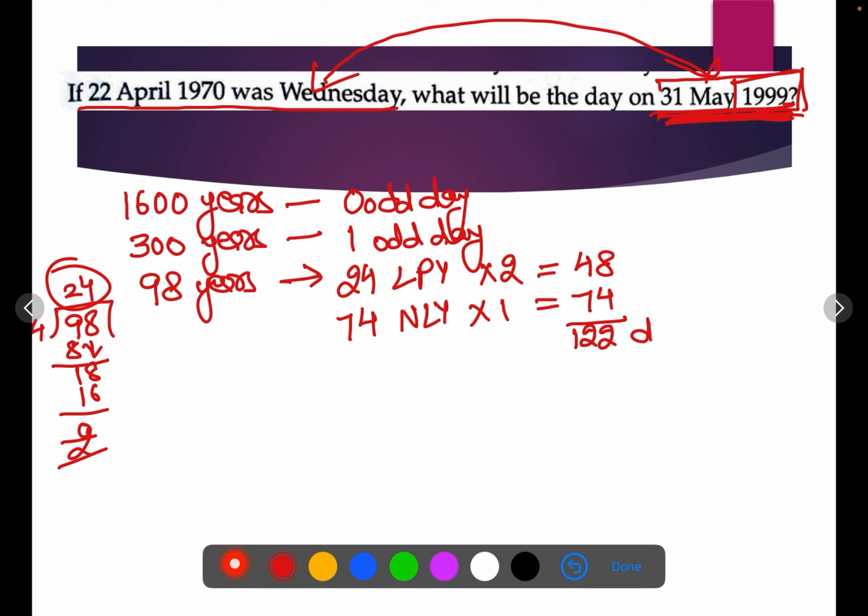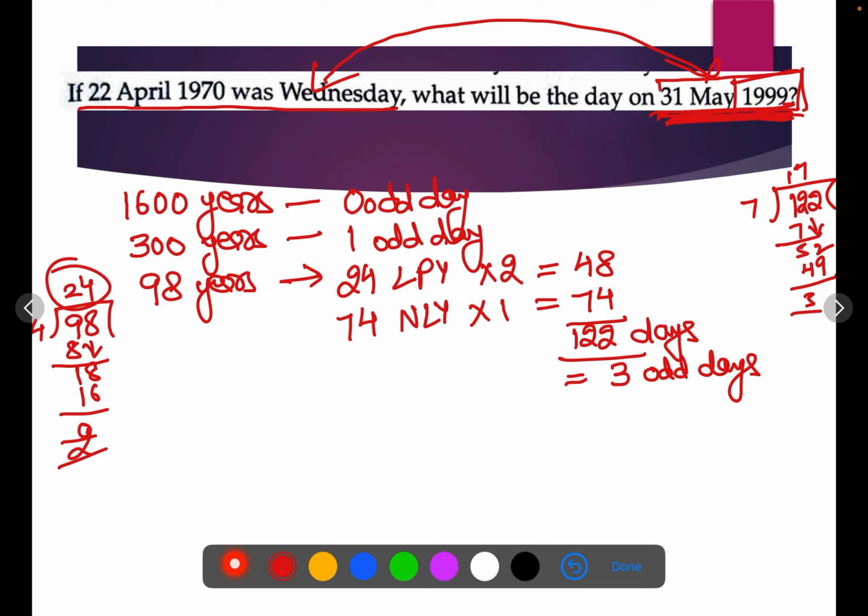So these are the number of odd days in this, but this is too much over the week. So I'll divide 122 by 7. What do I get? 122 divided by 7? 1, 7, 5, 2, then 7, 49. So what do I get here? The remainder is 3. So this is equal to 3 odd days.